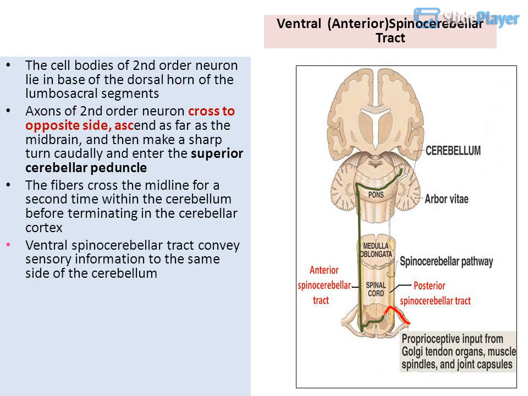Ventral, anterior spinocerebellar tract. The cell bodies of second-order neurons lie in the base of the dorsal horn of the lumbosacral segments. Axons of second-order neurons cross to the opposite side, ascend as far as the midbrain, and then make a sharp turn caudally and enter the superior cerebellar peduncle. The fibers cross the midline for a second time within the cerebellum before terminating in the cerebellar cortex. The ventral spinocerebellar tract conveys sensory information to the same side of the cerebellum.